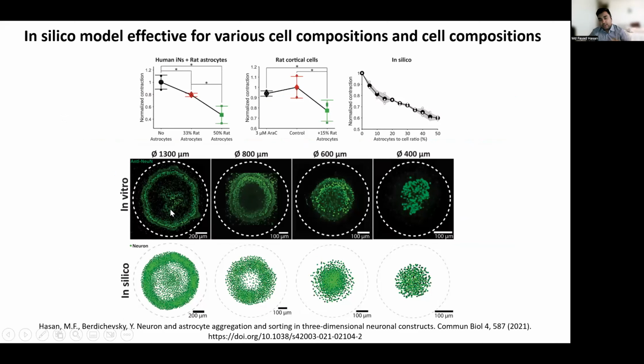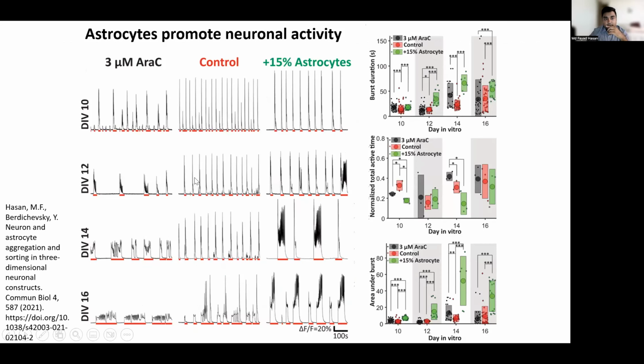We also tried this model with our previous cultures, and these black ones are actual cultures and the green ones are simulated cultures. As you can see, for each case, our mathematical model predicted how the cultures would look. After this, we also added astrocytes to these cultures.